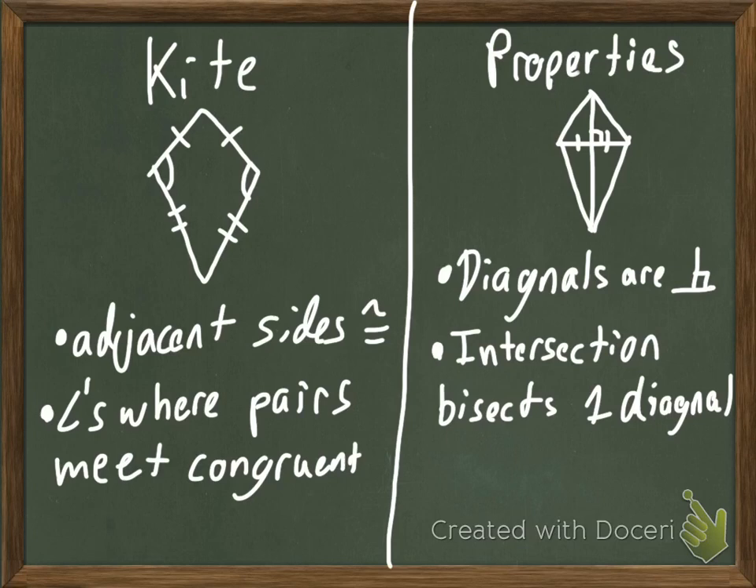Finally, we're going to talk about kites. Start over here on the left with the definition. A kite is described as this picture. It has two pairs of adjacent sides that are congruent. So here, here, here, and here. As well as where these two pairs meet, right here, those angles are also congruent.